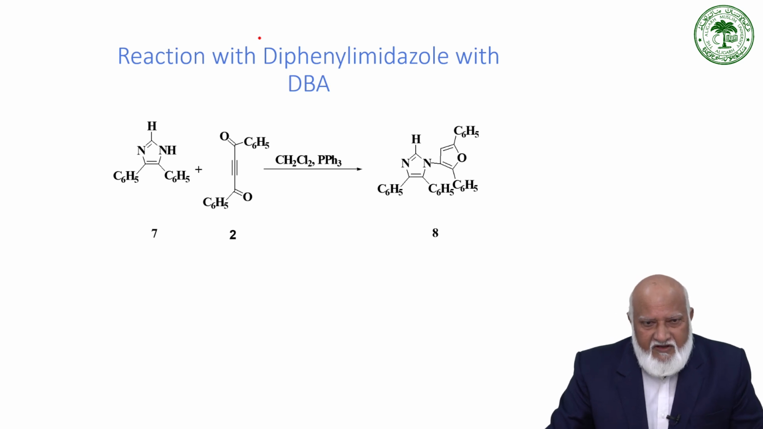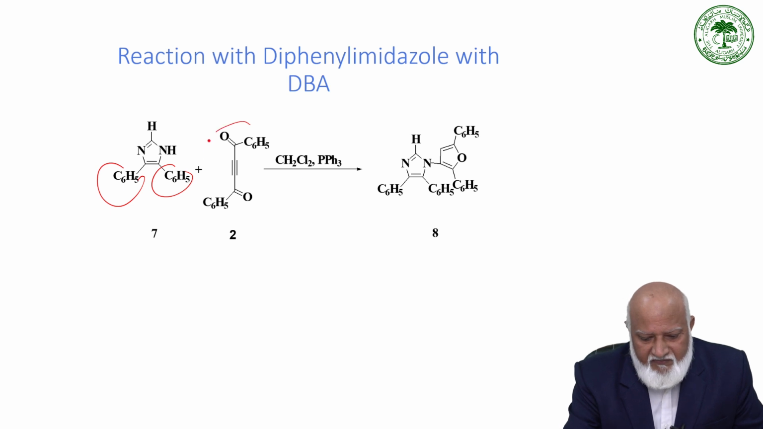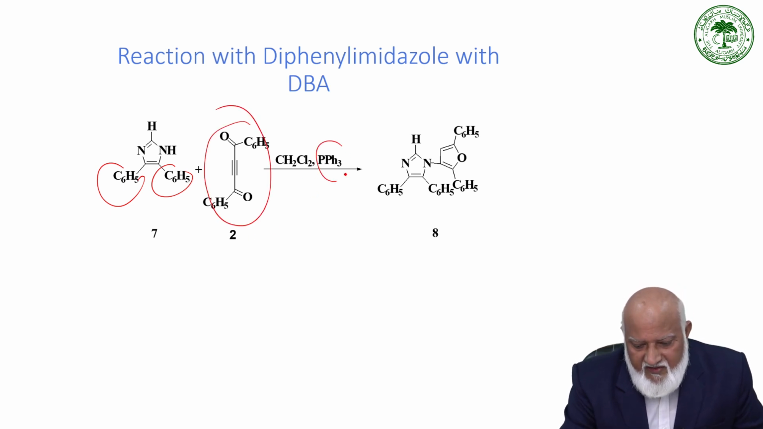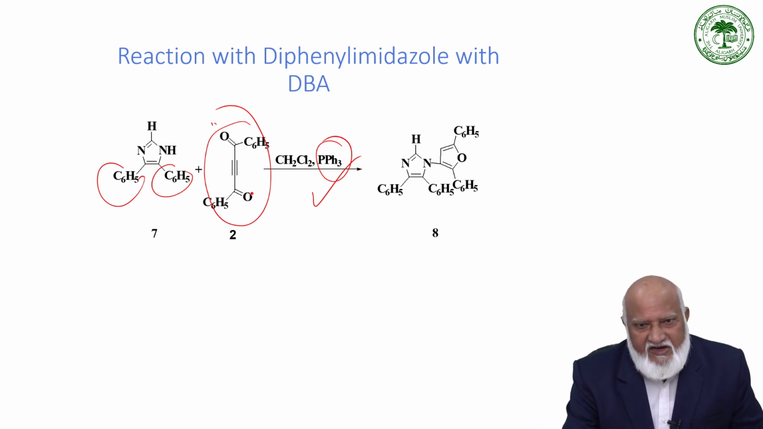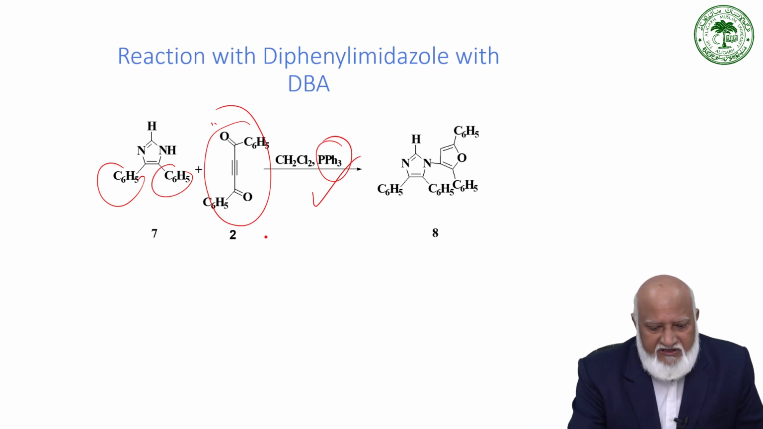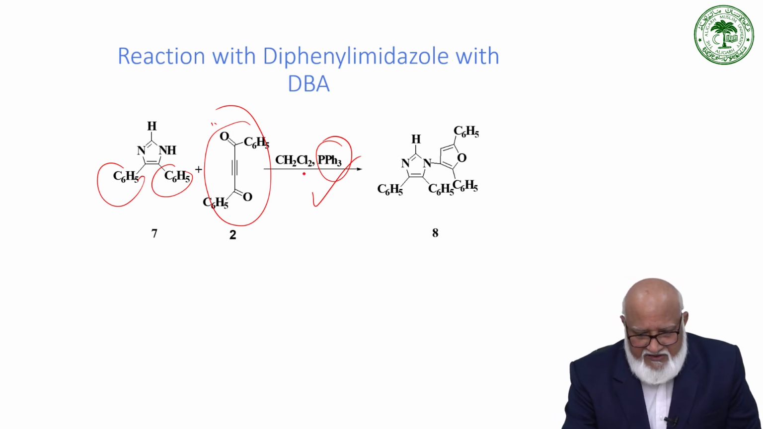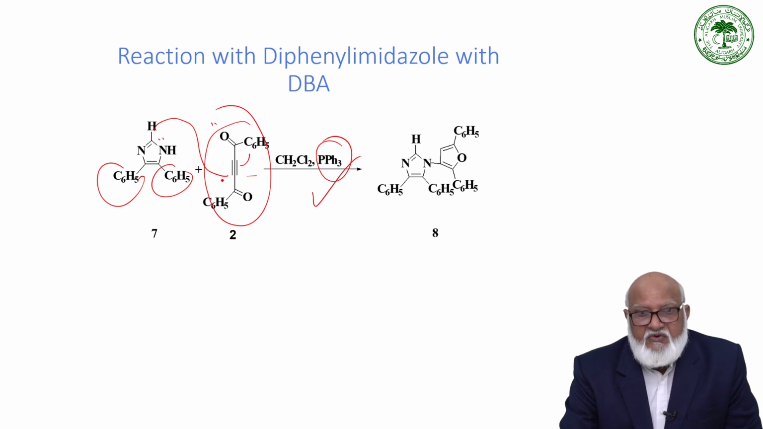The reaction of diphenyl imidazole has also been carried out with DBA in the presence of triphenyl phosphine, which forms a complex with the carbonyl and facilitates the reaction. A very interesting reaction has been observed. When we do the reaction by refluxing these two in benzene and methanol, we end up with a nucleophilic addition, giving the E and Z isomers.